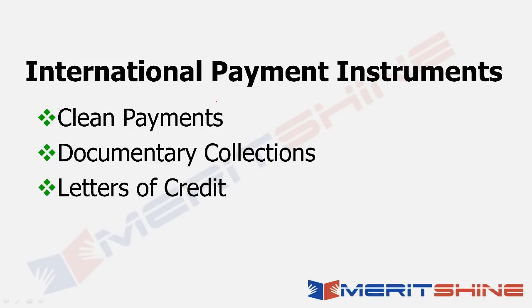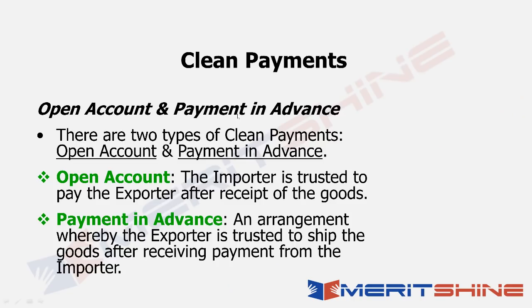Okay. So this is the reason why we need an international payment instrument. But the first system, which is our traditional one, is the clean payment. Clean payment has two kinds. Okay. What are they called? Open account or payment in advance. Again, so what is there? There is an importer, one who wants the goods, and one is the exporter, right? So there are two parties involved.